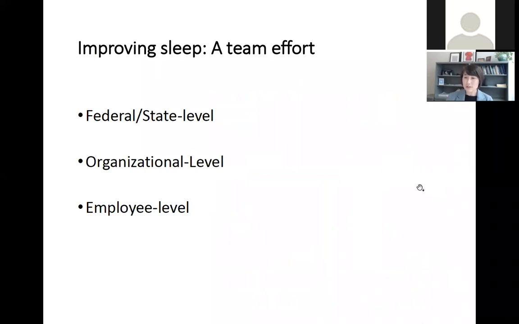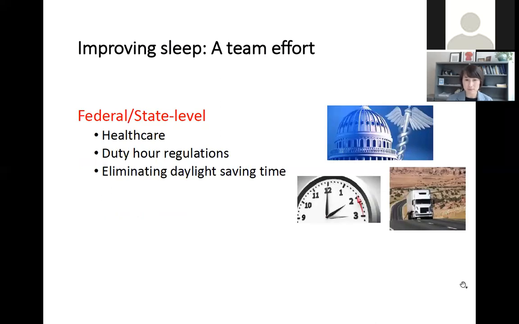Okay, so those are just a couple examples of the work that I've done related to stress and sleep, but I wanted to give you more of an overall broad picture of the other ways that we can think about sleep and help to improve sleep. I want to talk about this at a federal or state level, an organizational level, and an employee level as well. So we'll start out at the federal or state level.